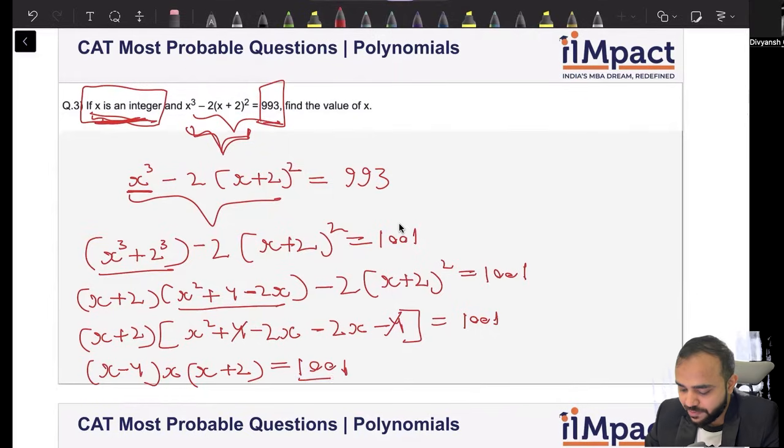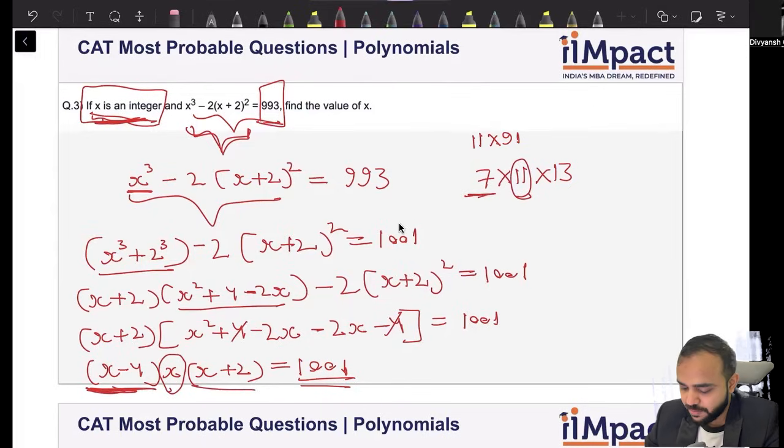So now I will factorize 1001. It is going to be divisible by 11. So it's going to be 11 into 91, and 91 is 7 into 13. So this is 7 into 11 into 13, and if we put x as 11, I'll get x minus 4 as 7 and x plus 2 as 13, which means that x is 11. So the answer for question number 3 will be x is equal to 11.